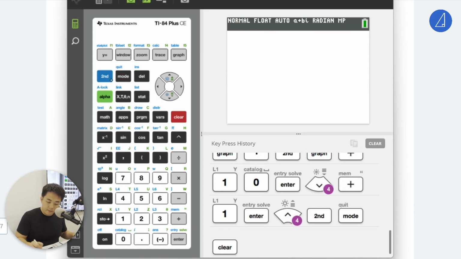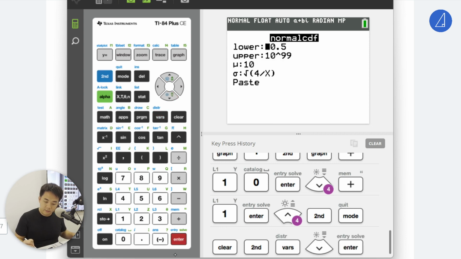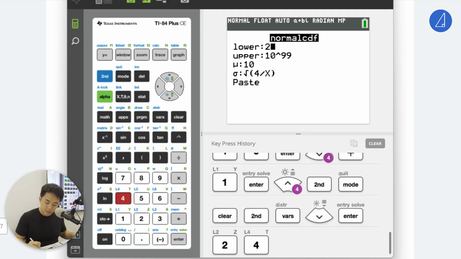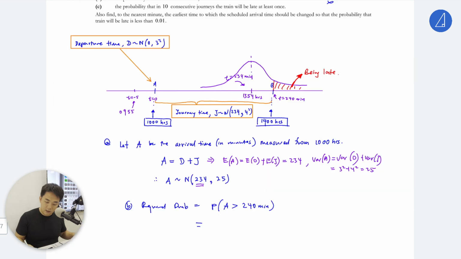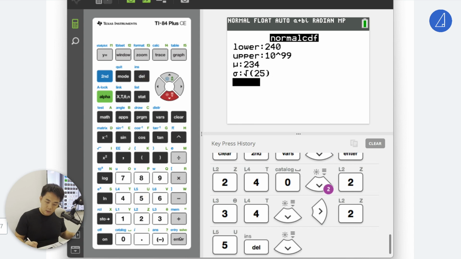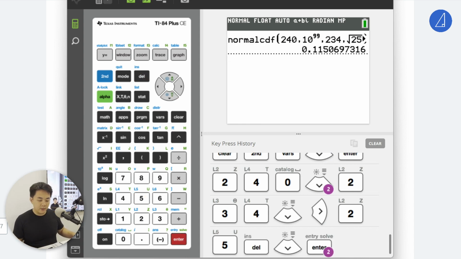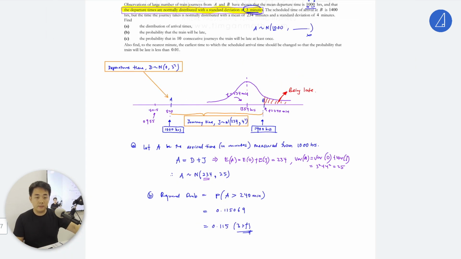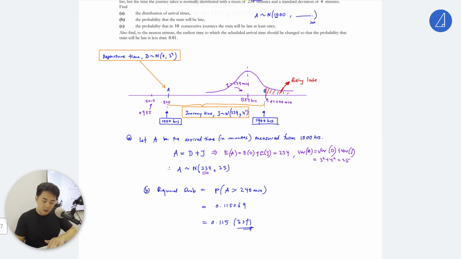You have normal CDF. Lower is 240, upper is 10, then mu is 234, then this will be 25. The answer is 0.115069. Great, I think this is the answer. Part C should be okay.